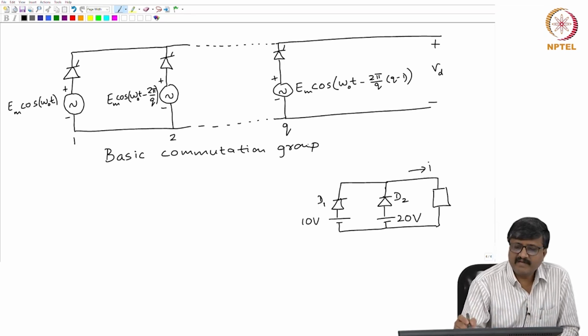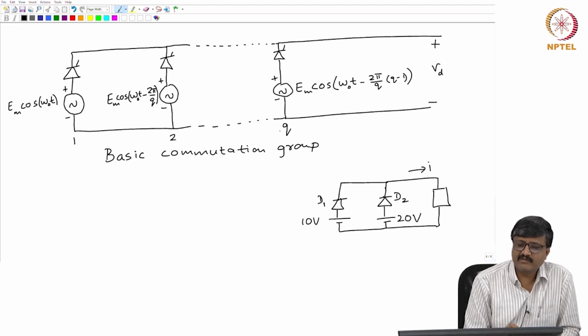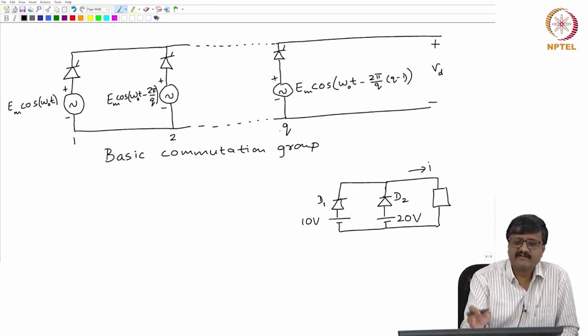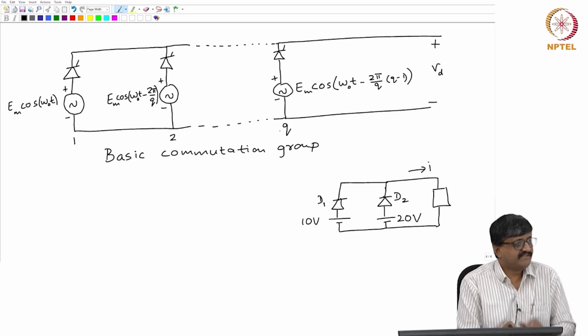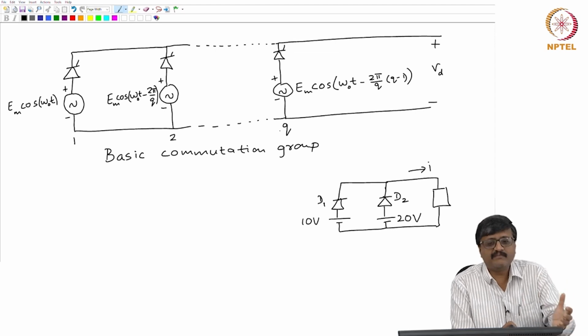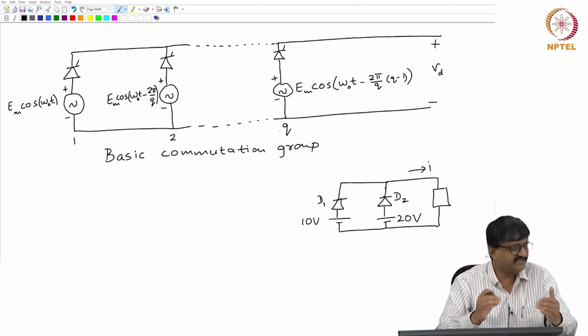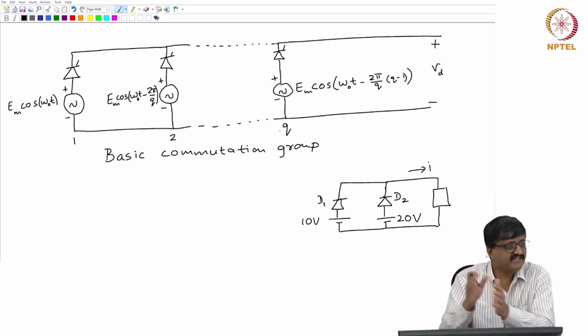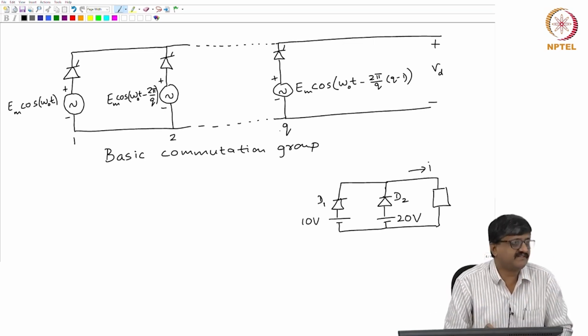Now, I'm not using the same notation which I used earlier. P was the notation used for pulse number. Here I am using the notation Q for the number of thyristors in a basic commutation group. Now, I reserve the notation P for pulse number, which is the total number of thyristors or the total number of voltage sources. So, if I have many such basic commutation groups in series and many such series combinations in parallel, the total number is the pulse number.